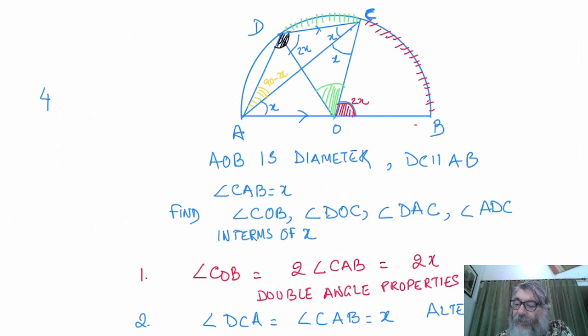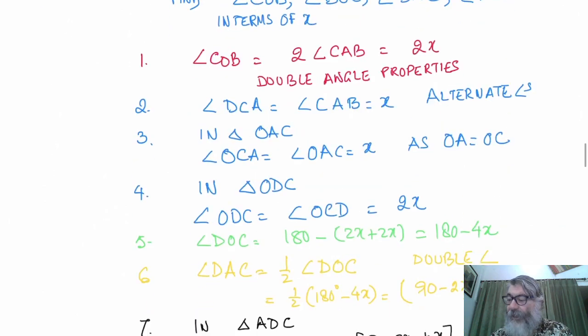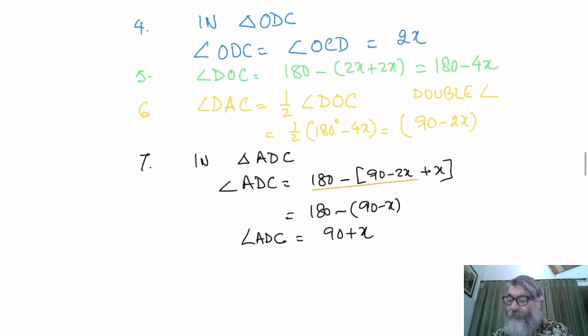I have got this angle DCA as x. So the black angle which I have to calculate, the third angle of the triangle, I can calculate by subtracting from 180 the sum of 90 minus 2x plus x, which is 90 minus x, and 180 minus 90 minus x will give us 90 plus x, which I have described here completely.